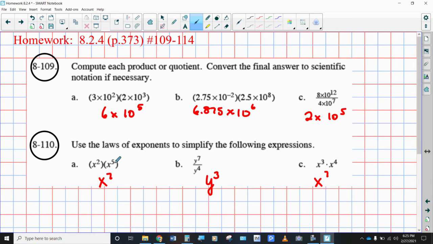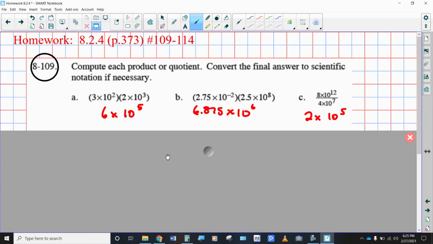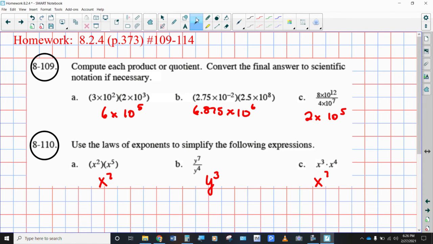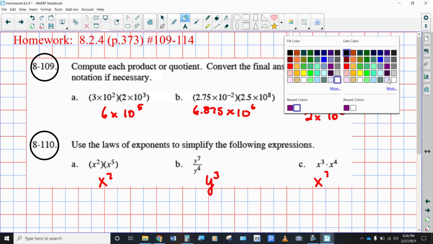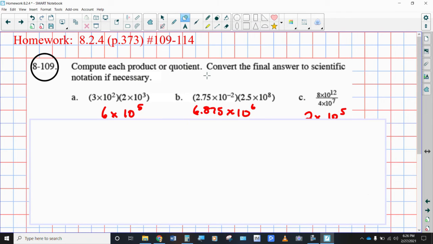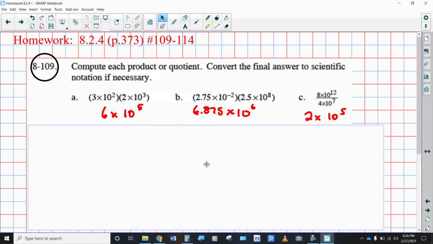All right, so what do we have here? This is a little much. Let's go ahead and do this first. All right, so compute each product or quotient. Convert the final answer to scientific notation if necessary. Okay, I might actually need to show some work here, so I'm going to do this so that I can show some work in here.